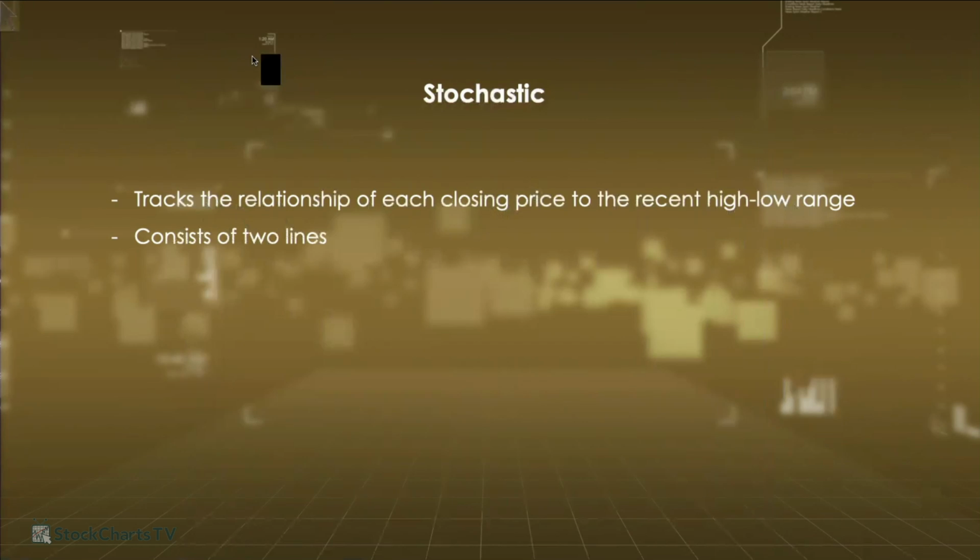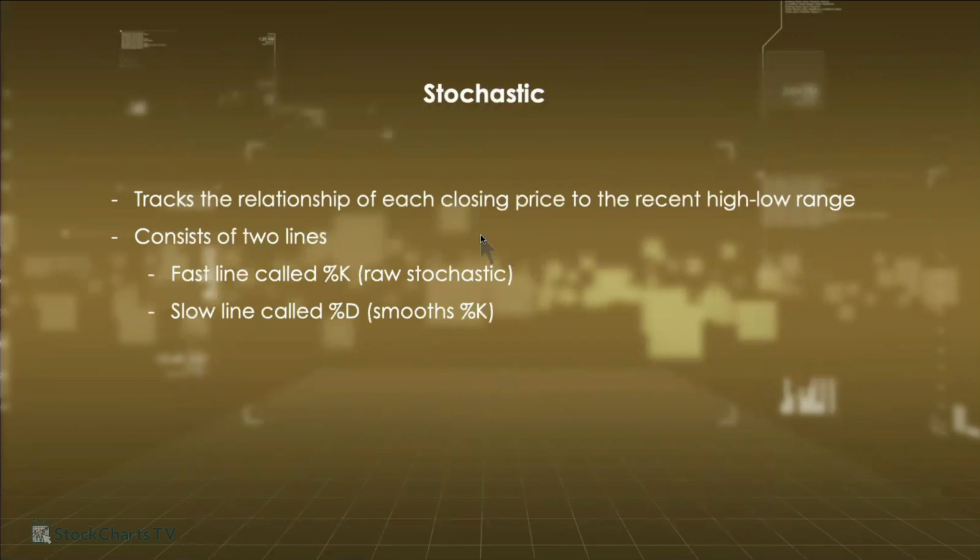So let's say here's your high range, here's your low range. And what it does is if your closing price is here, you're going to check the relationship to that high and the relationship to the low. It consists of 2 lines. The fast line is called the %K, and that's your raw stochastic number. And then there's the slow line, and that's called your %D. And basically, it's just a smoothing of %K. So that's why it's a slow line.